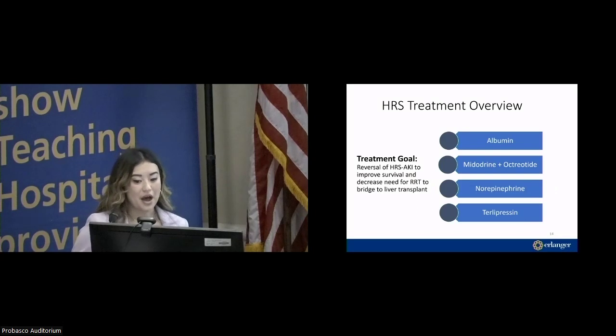Agents we will talk about include albumin, midodrine and octreotide, norepinephrine, and terlipressin. I want to remind you of the overall treatment goal of HRS AKI treatment, which is reversal, with the ultimate goal to improve survival and decrease need for renal replacement therapy, ultimately as a bridge to liver transplant.